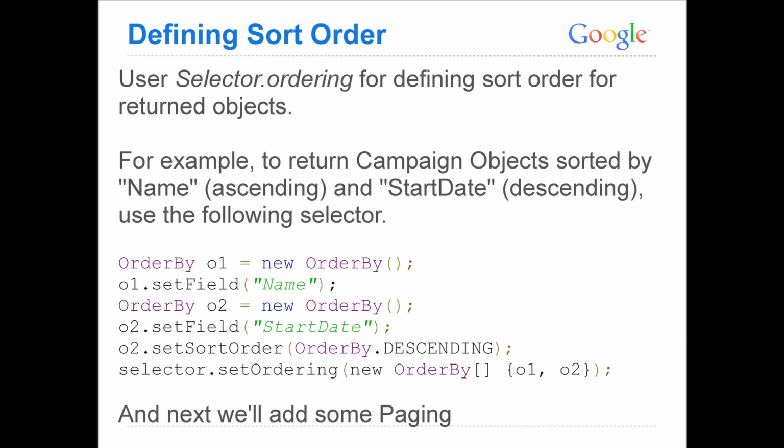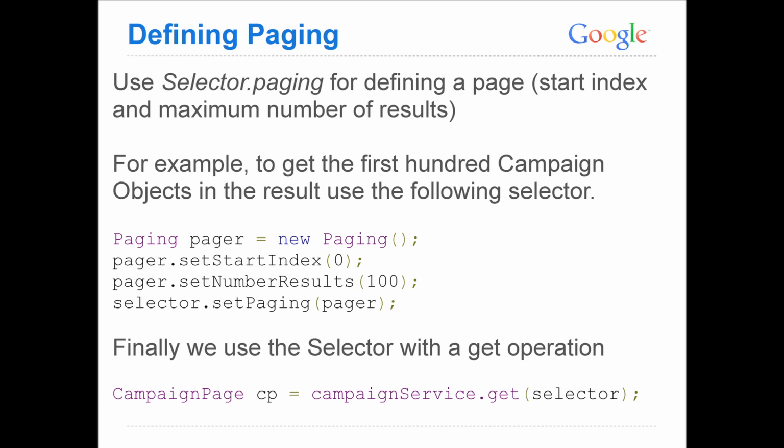So here we're going to sort by 2 different properties. First by name ascending, and then by start date descending. Again, pretty easy. We create our order by objects and set the field names to name and start date. We set the order here to descending, because we don't need to for the default for the other one. Now, paging works quite similarly to how it did in the old version. So we set our start index, we set the number of results we want. Pretty straightforward, right?